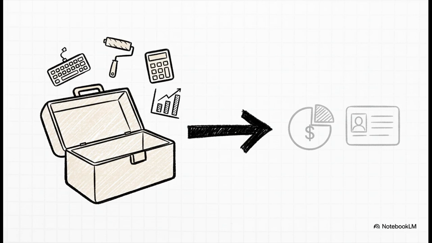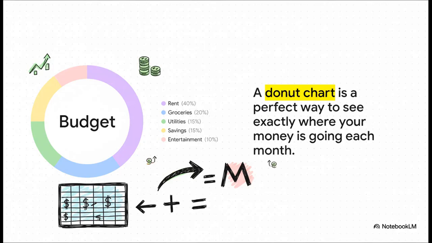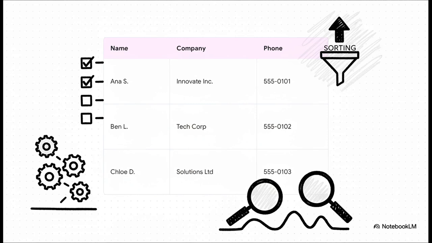Okay, so now that you have these skills, entering data, formatting it, using formulas, and creating charts, what can you actually build with all this? Let's look at a couple of classic, really practical examples. A personal budget is the perfect first project. Seriously, you can list all your expenses, use that sum function we talked about to get your total spending, and then boom, create a pie or a donut chart like this one to see exactly where your money is going each month. Or how about a simple contact list?